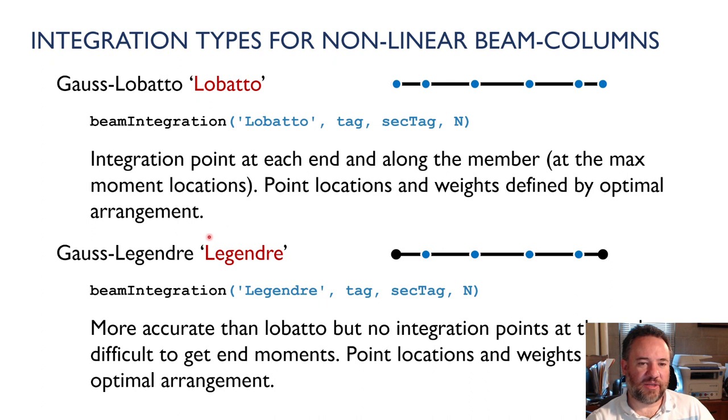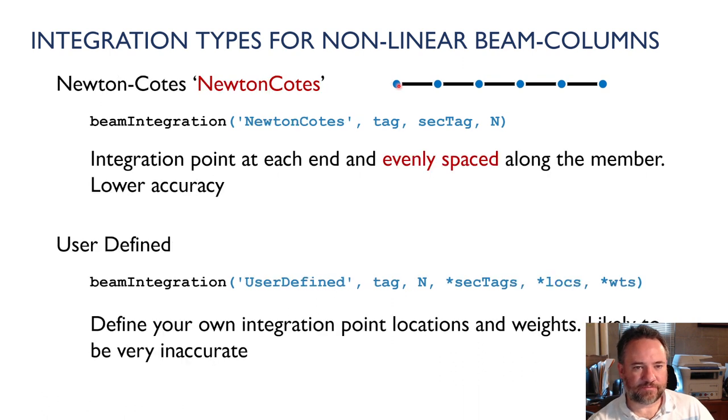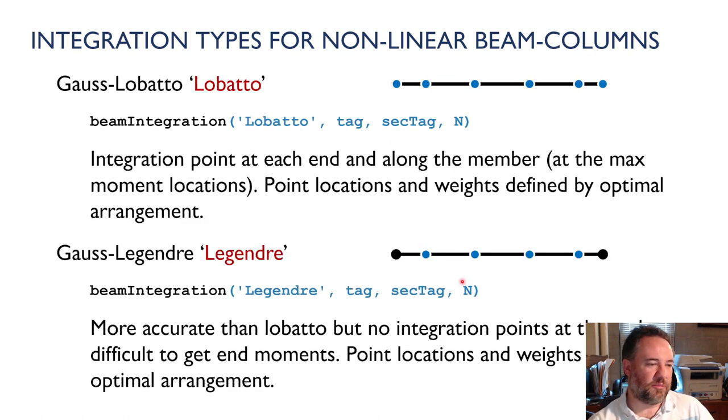This will be a little bit less accurate than Legendre, but it has the added benefit of having a point at the end, and it's going to be almost as accurate. You can also do Newton-Cotes, which basically just means spread the integration points out evenly. If you have a specific reason to want to do that, it's possible. You reduce the accuracy of the integration a little further, but you might be willing to make that sacrifice in some cases. Or you could even put the integration points wherever you want and define the weights manually. But that's likely to be very inaccurate. If you don't know where to put those and what the weights should be, you're probably going to get something totally wrong. So in most cases, you'll use Legendre, I think.